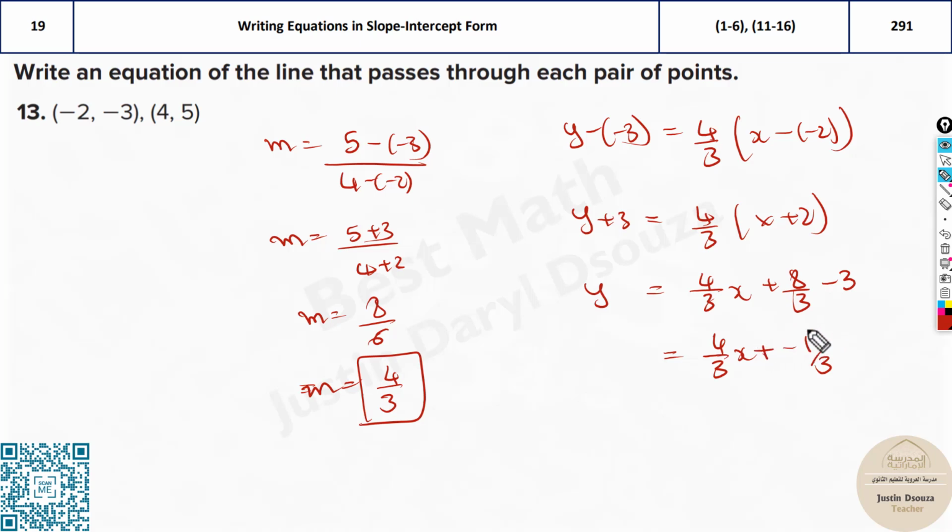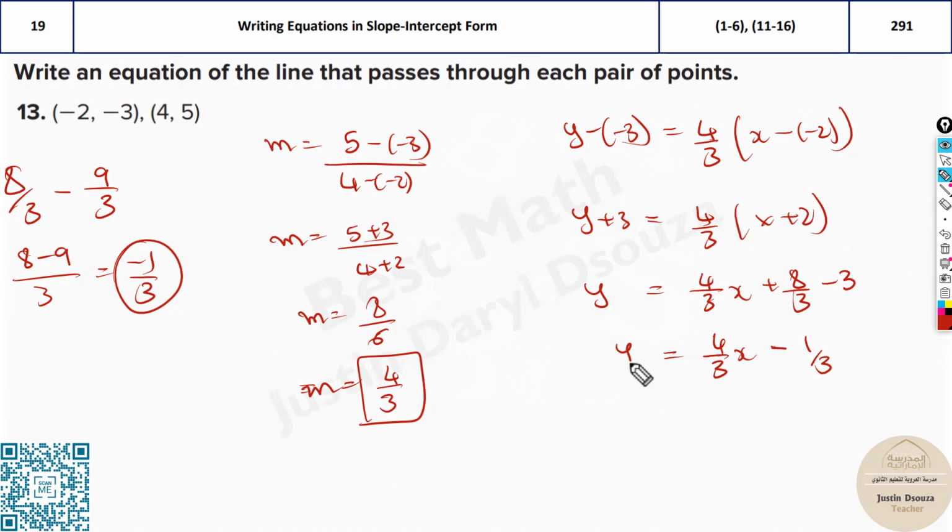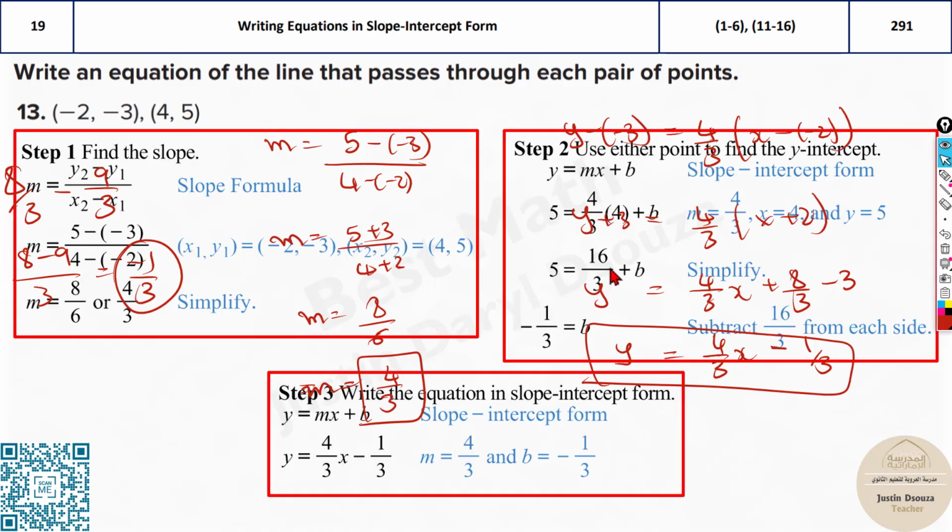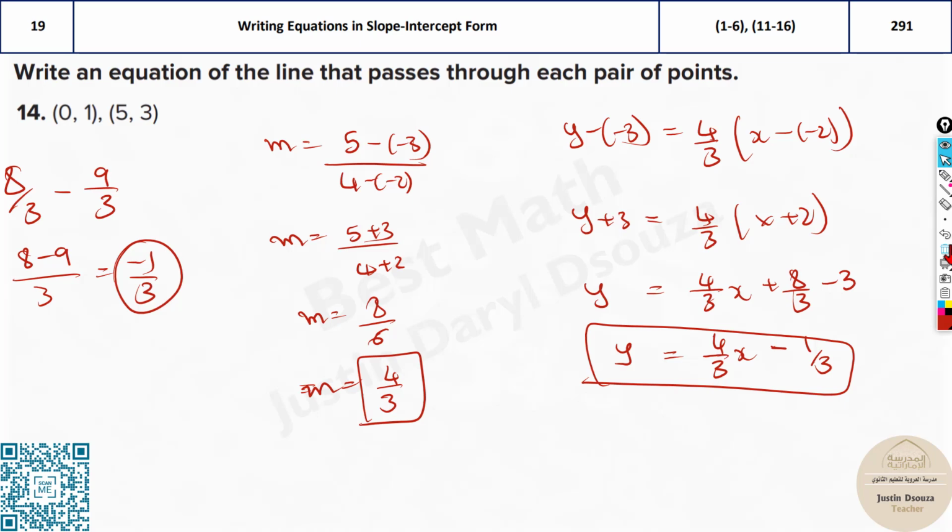I'll just show you what happens over here. It is 8 by 3 minus 3, right? 3 can be written as 9 by 3. I basically multiply up and down by 3. And now here, 8 minus 9 is equal to minus 1 by 3 directly. You can use a calculator for this. Just put it in the calculator. You will get minus 1/3. That's it. That is the answer. So it's 4/3 x minus 1/3. And you can see that is the final answer. And let's do this one as well.